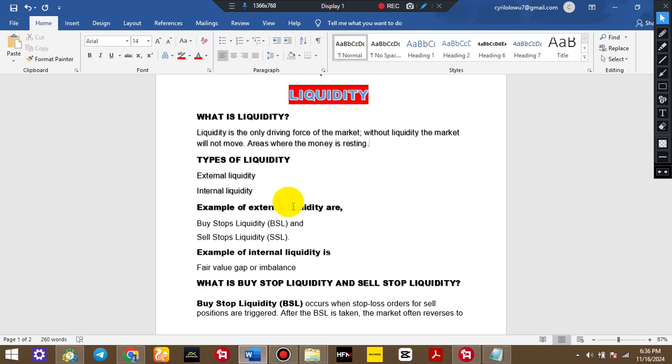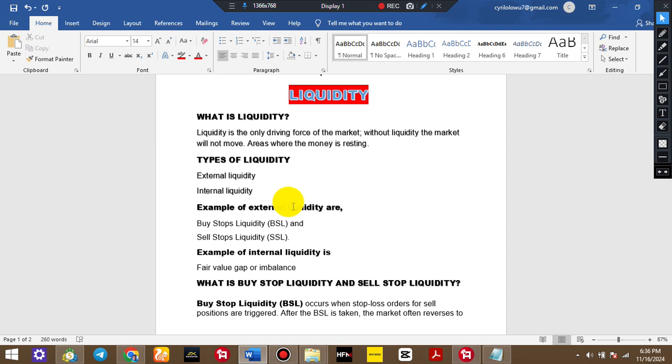They are part of liquidity, but buy side liquidity and sell side liquidity fall under external liquidity. So if we are to talk about the types of liquidity, we have external liquidity and internal liquidity. It is under external liquidity that we have buy stop liquidity and sell stop liquidity. Is that clear?